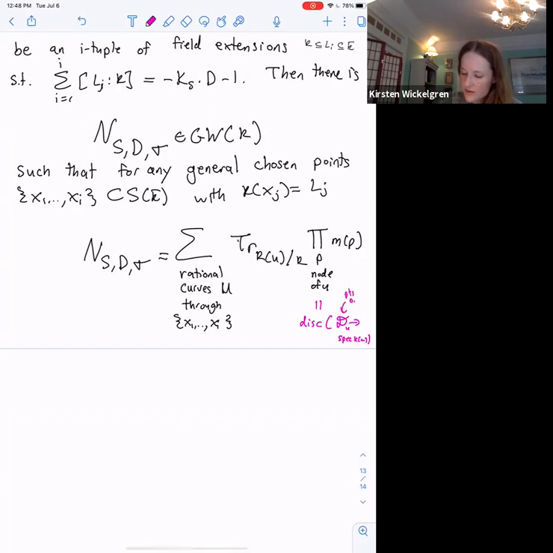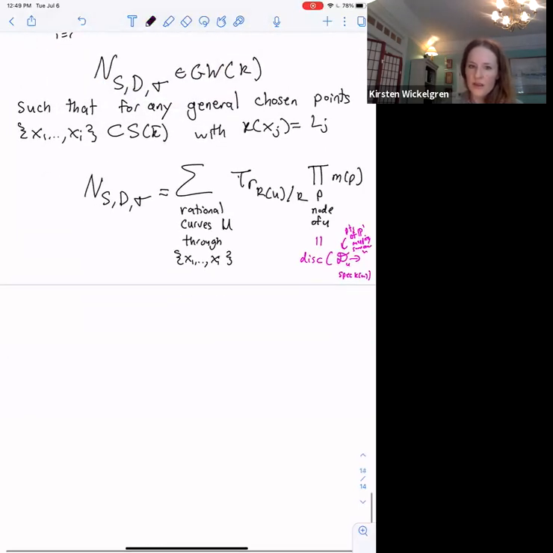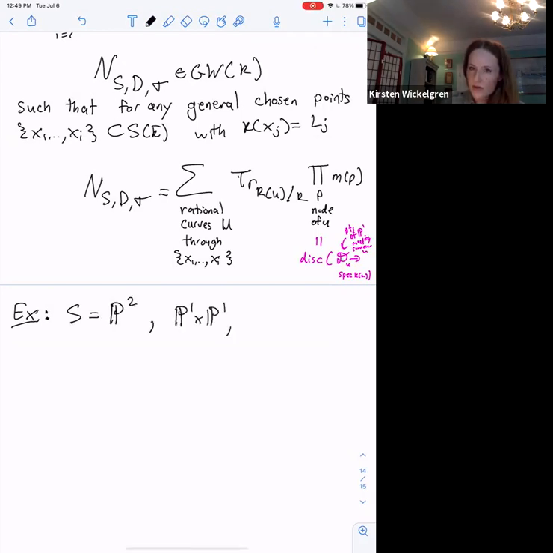Points of P1 mapping the same over U. Okay, so this follows from, I wanted to explicitly write down, because we had such a morass of assumptions, let's write down that an example is for S equals P2, P1 cross P1, and blowups. Let's make char K equals 0 and blow up P2 at B fewer than or equal to 5 points. And more examples too.